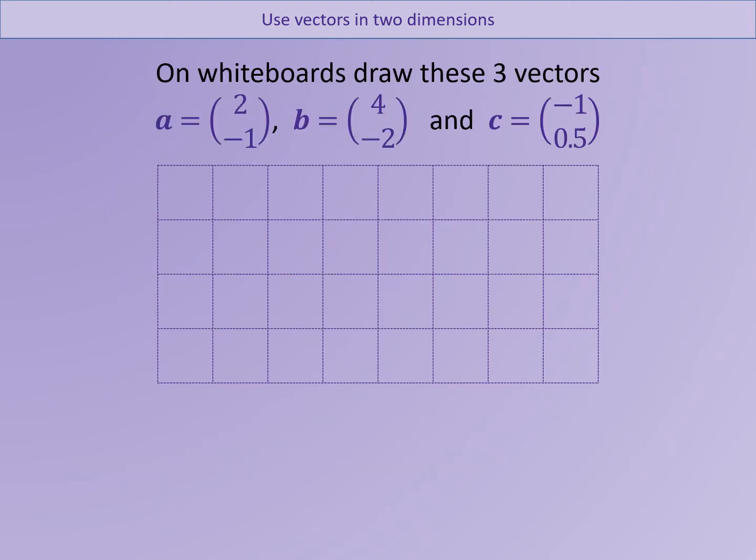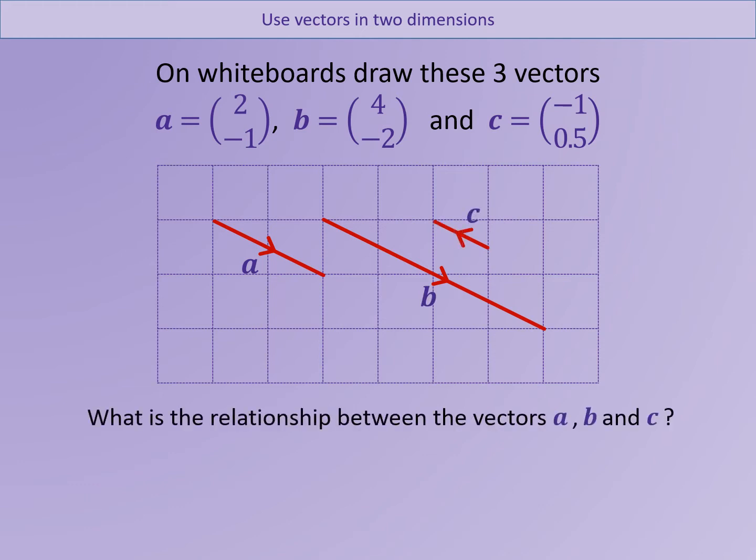Let's take a look at these three vectors. Here is the vector A, B, and C. Let's have a look at the relationship between those three vectors now. So we have A, B, and C. If we multiply vector A by 2, that would be the same as having vector B. If we multiply vector C by -4, that would also give us the same as vector B.